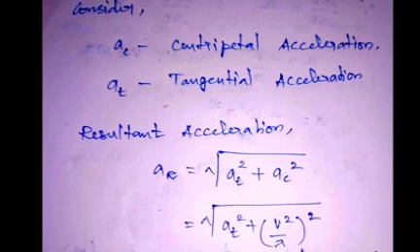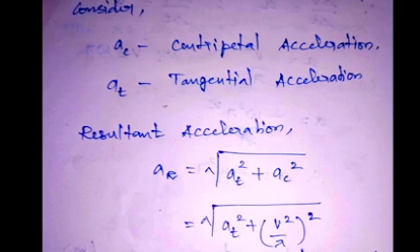Students, consider AC represents the centripetal acceleration, AT represents the tangential acceleration, and AR represents the resultant acceleration. From the diagram we are going to find the resultant. We know the resultant velocity formula, V is equal to square root of Vx square plus Vy square. The same relation we are going to use here. Therefore AR equal to square root of AT square plus AC square.